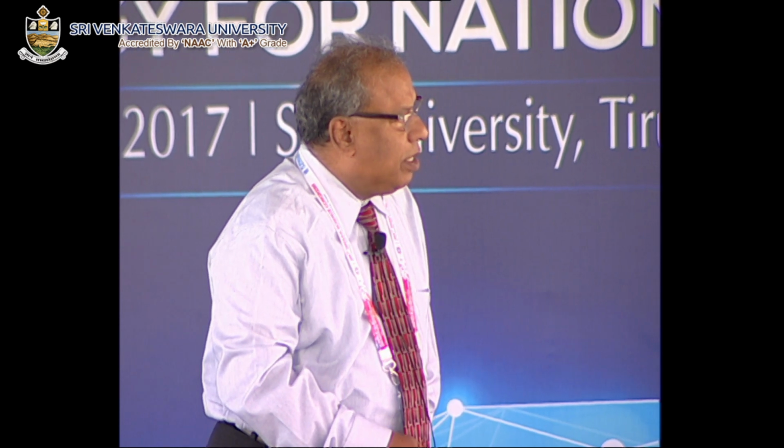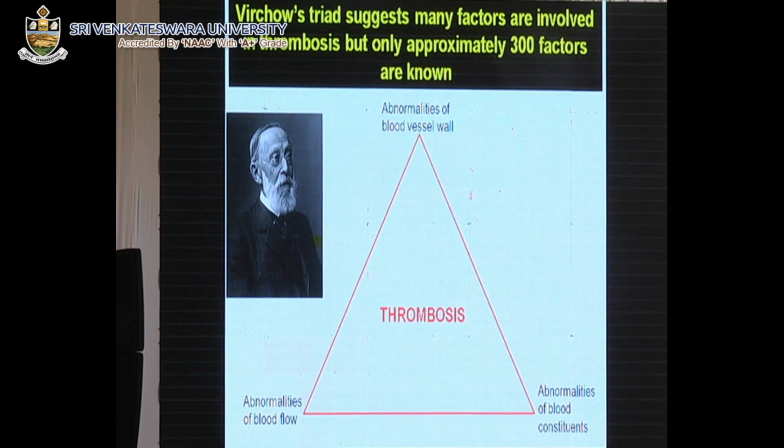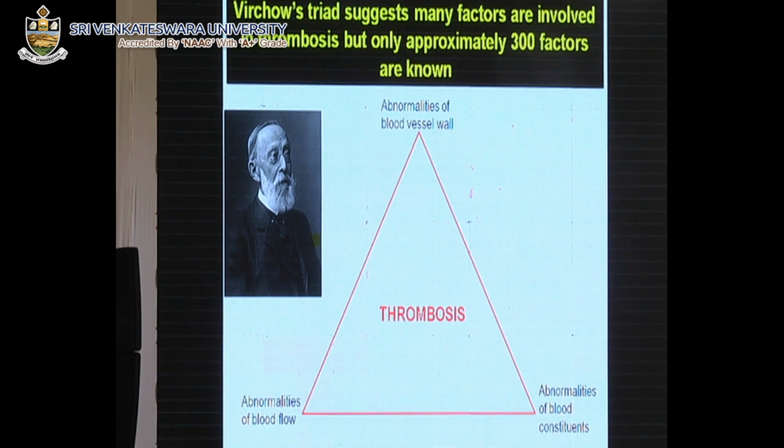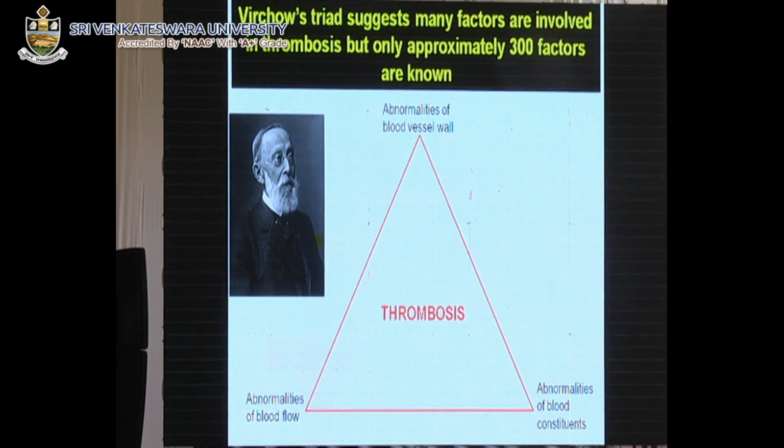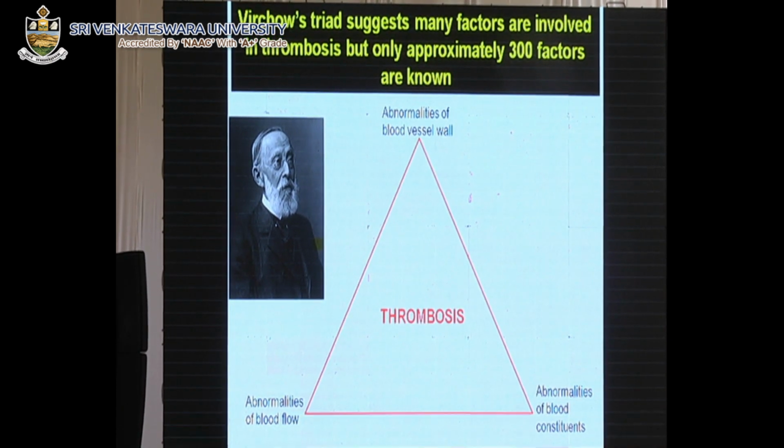But as he already pointed out, thrombosis is a complex phenomenon. Rudolf Virchow pointed out that there are three important components to it: abnormalities of the blood vessel wall, abnormalities of the blood flow, and abnormalities of the blood. So all these three components must play together in order for thrombosis to occur.